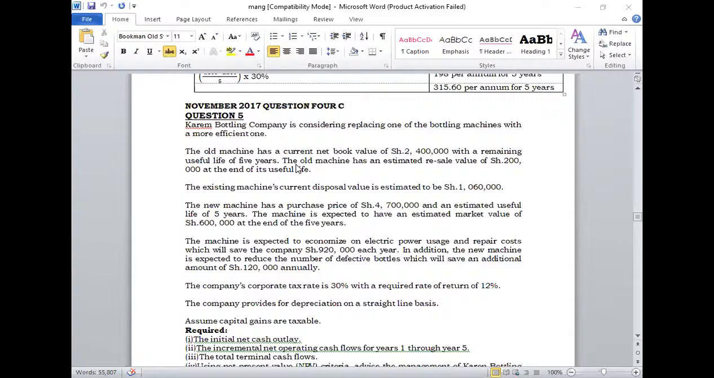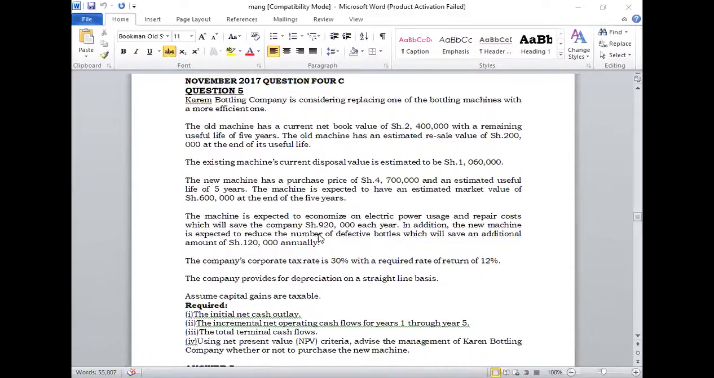The machine is expected to economize on electric power, usage and repair cost, which will save the company 920,000 each year. In addition, the new machine is expected to reduce the number of defective bottles, which will save an additional 120,000 annually. The company's corporate tax is 30% with a required rate of return of 12%. The company provides for depreciation on a straight line basis.